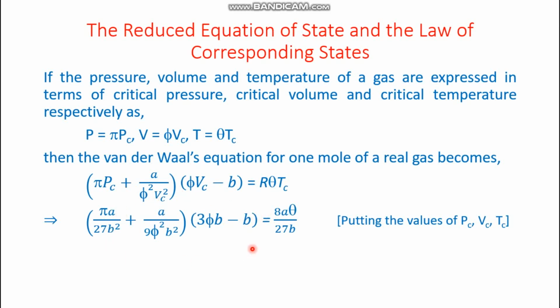And hence the equation takes the form in the left hand side like this, and in the right hand side in place of Tc we have to write 8a by 27b, so 8a by 27Rb. Now this R would be cancelled by this R in the numerator, so R would be vanished here, and finally the right hand side takes the form 8a theta by 27b. So thus this equation takes this form after having put the values of Pc, Vc and Tc in terms of a, b and R, and finally on rearranging this we get this form: pi plus 3 by phi squared into 3 phi minus 1 equals 8 theta, and this is equation number 52.